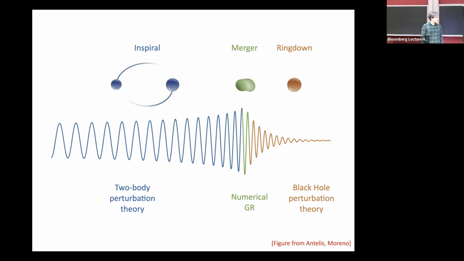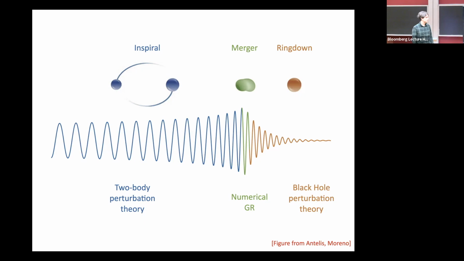And there are different theoretical tools that can be used to study each one of these phases. Okay. And so of course the merger is the part where we have strong gravity and it's fully nonlinear, and there we only understand things using numerics. But at least in the other two regions, we can resort to some sort of perturbative approach to try to understand the signal.